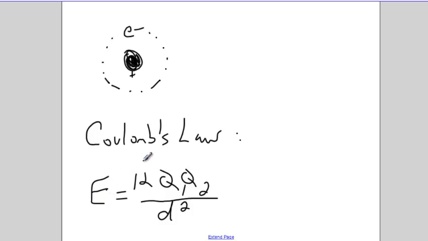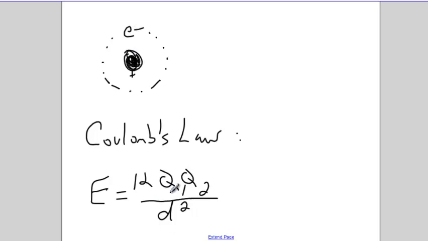This k is a constant. We don't care about it. What we care about are the Q's, the charges. So if the charge on the nucleus goes up, i.e. we're adding more protons to the nucleus, one of these Q's, whichever Q it is that's representing positive, we don't care which, goes up, energy goes up. These are directly proportional. So the more positive charge in the nucleus, the stronger that electron's being held, which makes sense, right? Because opposites attract, the stronger the positive, the stronger that electron's being held.